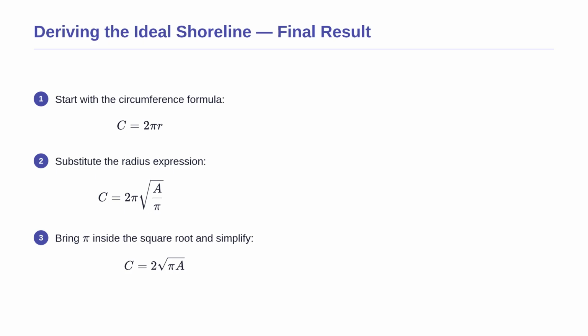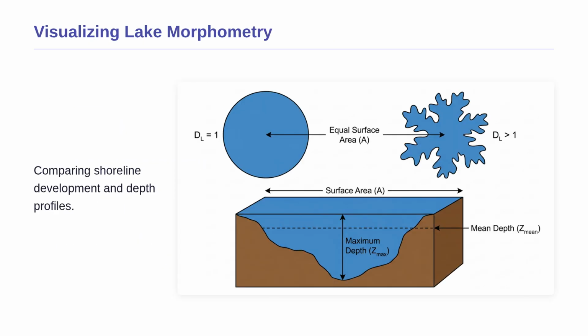The pi squared in the numerator cancels with the pi in the denominator, leaving us with exactly 2 times the square root of pi times A. We have successfully proven that the denominator in our index formula is indeed the exact circumference of a perfectly circular lake. So we have proven how the math works.